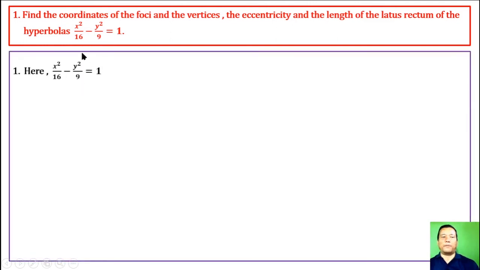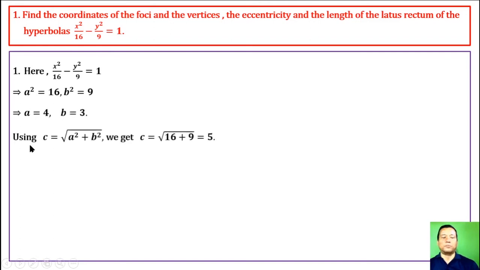The equation of the hyperbola is this. Comparing this with the standard equation, we get a square is 16, b square is 9. Solving, we get a equal to 4, b equal to 3. Using c equal to square root of a square plus b square, we get c equal to square root of 16 plus 9, that is 5.